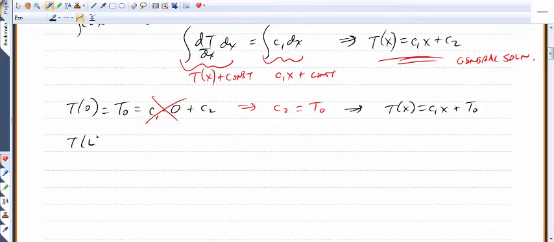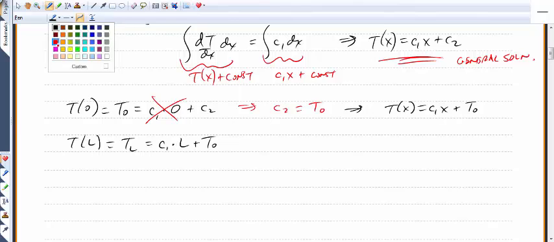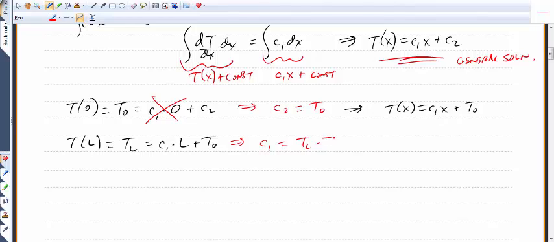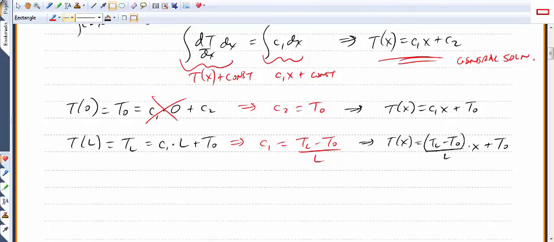At the other boundary condition, T at L, we get T sub L. It's going to be c1 times L plus T0. We can then solve for c1. So c1 is going to be T L minus T0 over L. Therefore, we get our equation to be T as a function of x is T sub L minus T sub 0 over L times x plus T0. So here is our exact solution.